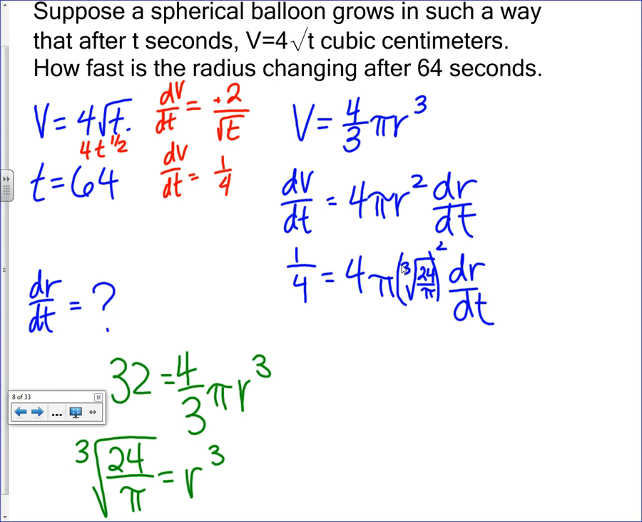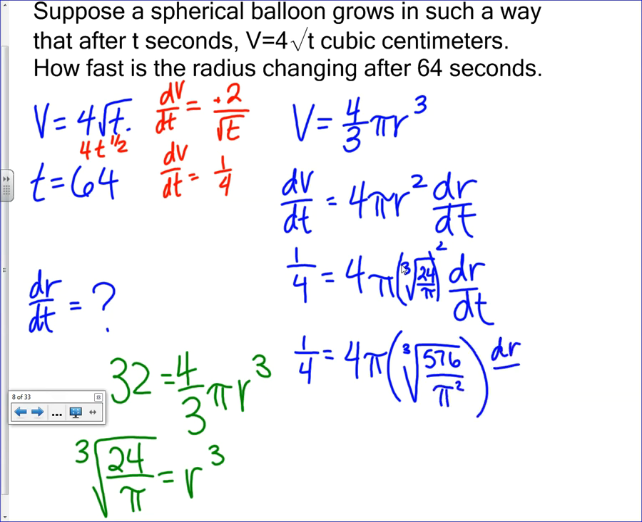So let's take a look here. First things first, let's square that cube root. So remember, when you square a fraction, you square the top, you square the bottom. So this is going to become 1/(4π). Now this is the third root, and 24 squared is 576, and then this will be π squared. And then I have my dr/dt. Okay, so now I've got this third root that I need to deal with.